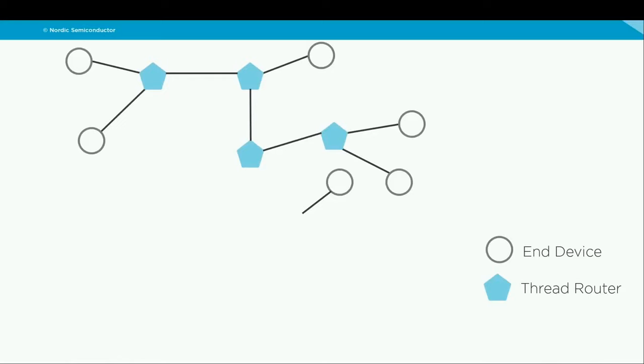Routers and router-eligible end devices are not designed to sleep and are mostly mains connected. They can be something like a smart plug or a light bulb. This dynamic approach for routers differentiates Thread from Zigbee or Bluetooth Mesh, where the router role is statically assigned.